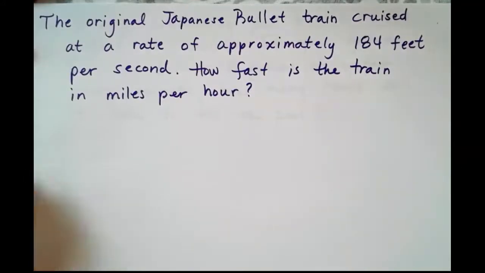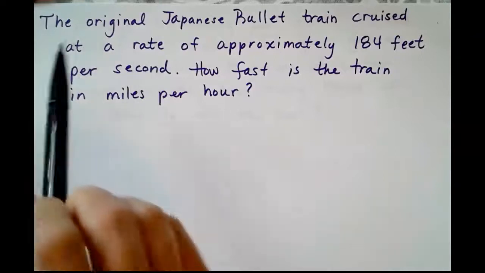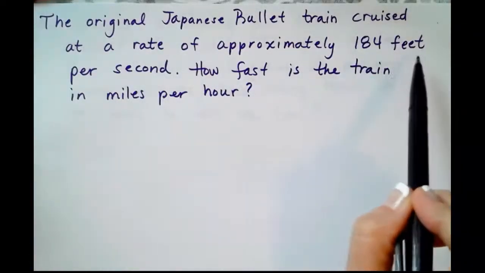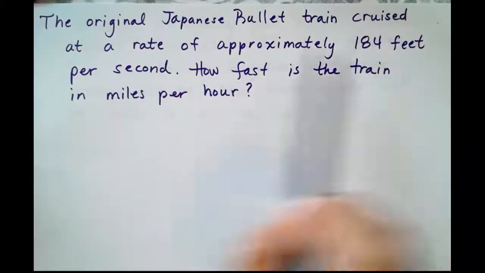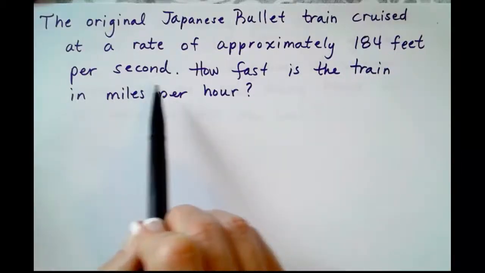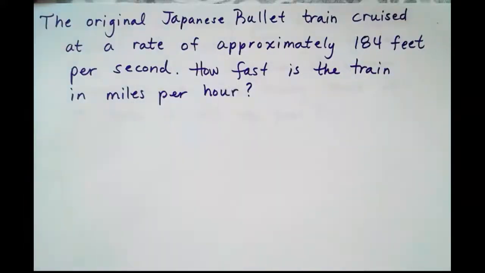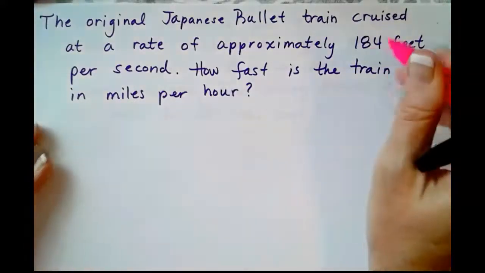Even faster on land than the cheetah, we have the original Japanese bullet train called the Shinkansen. It cruised at a rate of approximately 184 feet per second. How fast is the train in miles per hour? So look at what we're given.